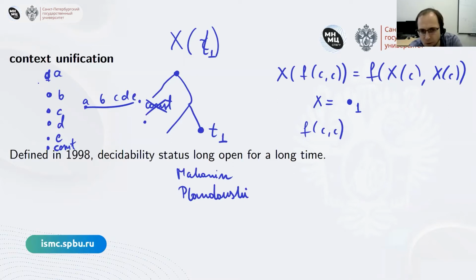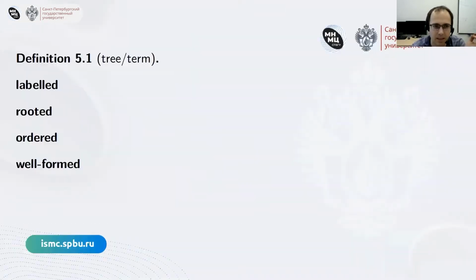Okay, and today I will show you the piece-based algorithm for context unification, which is hopefully reasonably understandable. Okay, so let us define the setting that we have. We are working with terms or with trees, both views are allowed. So the tree is labeled. There is a so-called signature, or alphabet.